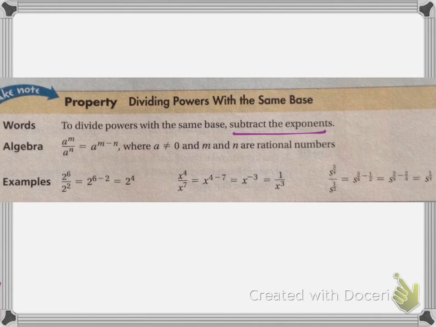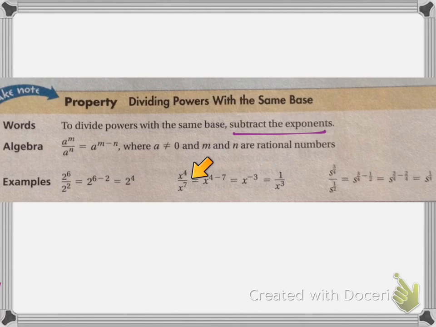2 to the 6th divided by 2 squared. 6 minus 2 is 4, so it's 2 to the 4th. And same thing here, x to the 4th divided by x to the 7th. 4 minus 7. You always do top exponent minus bottom exponent. And if you get a negative, you put it in the bottom.